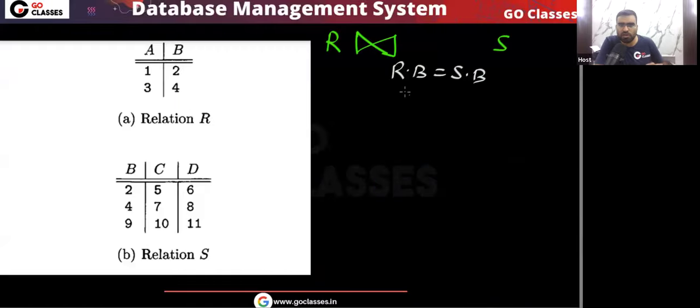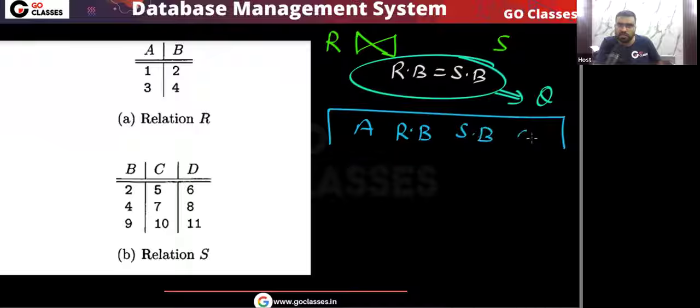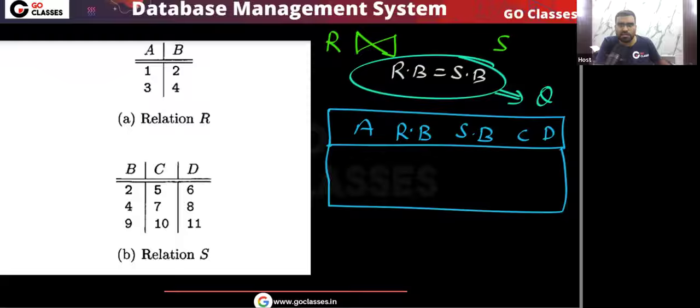So let me tell you the small difference. When you do this, you are specifying the condition. This becomes a conditional join. Are you getting my point? So the output will have A, then R dot B, S dot B, then C and D. So this redundant column will be there.